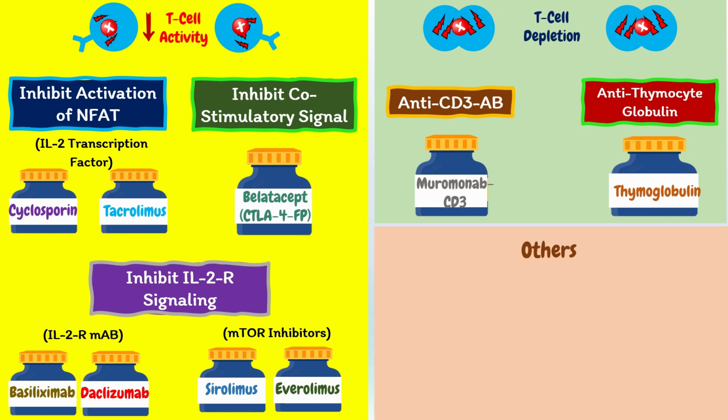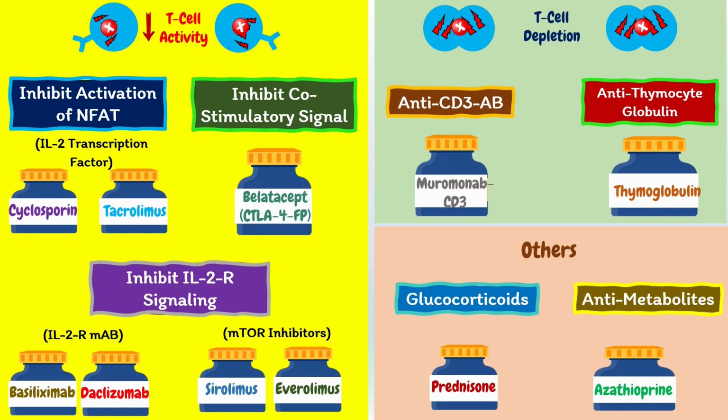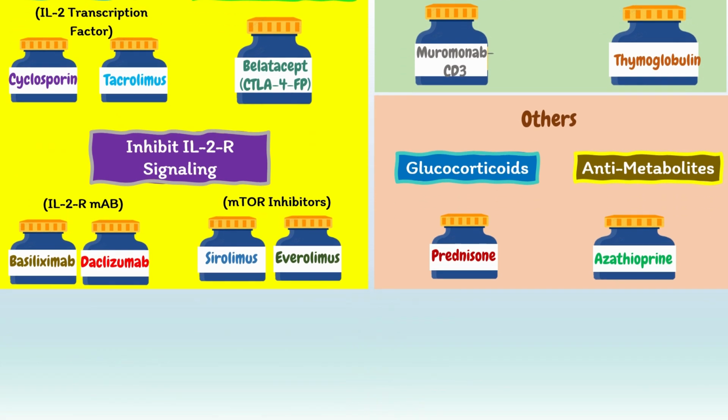Thirdly, we can suppress the immune system through other agents, such as glucocorticoids, for example, prednisone, and antimetabolites, for example, azathioprine. Still confused? Okay, let's understand their mechanism, that is, how these agents suppress the function and processes of T-cell to suppress the immune system. This is a dendritic cell.